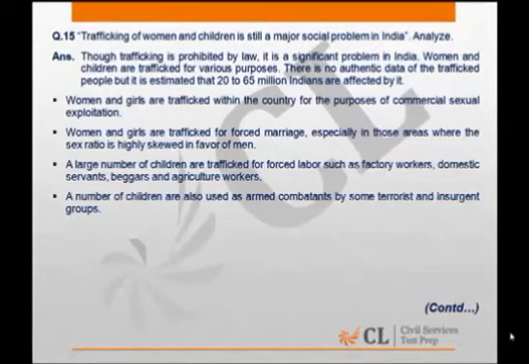Question 15 is based on social issues. The trafficking of women and children is still a major social problem in India. Analyze. Definitely, a very subjective, very open-ended question. You can write thousands of words on this topic like an essay. This question is like an article.